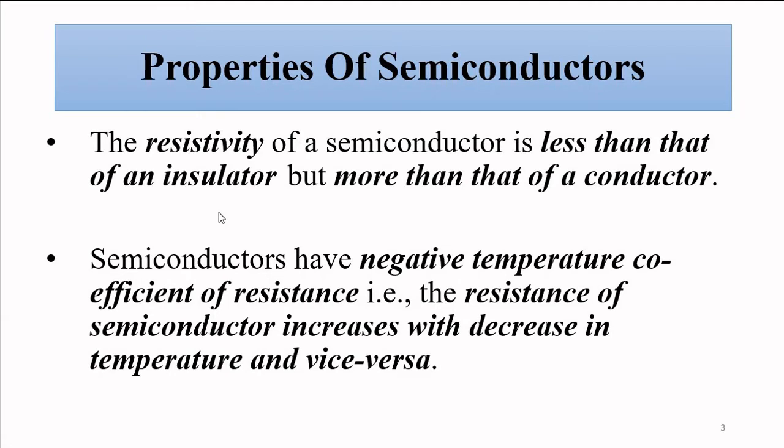So the property of a semiconductor is that its resistivity is less than that of an insulator but more than that of a conductor. Another important property, which is very important when it comes to the design of optoelectronic sensors, is that semiconductors have a negative temperature coefficient of resistance. That is, the resistance of semiconductors increases with decrease in temperature or vice versa. So this property is exploited in semiconductor sensors and transducers.